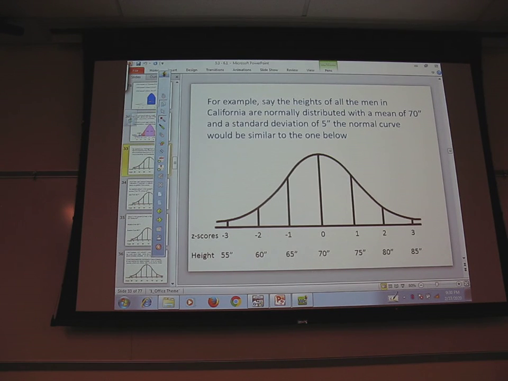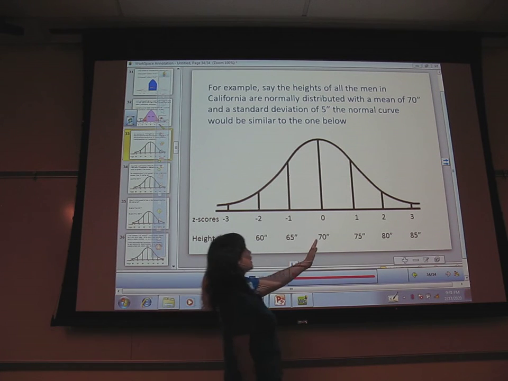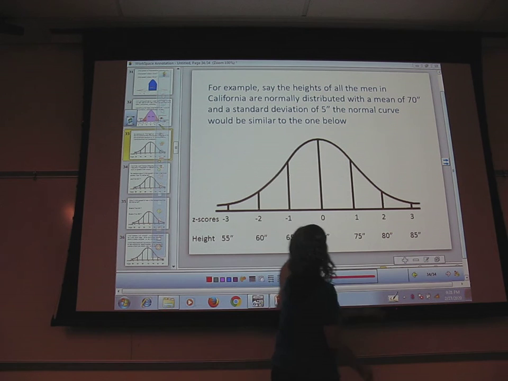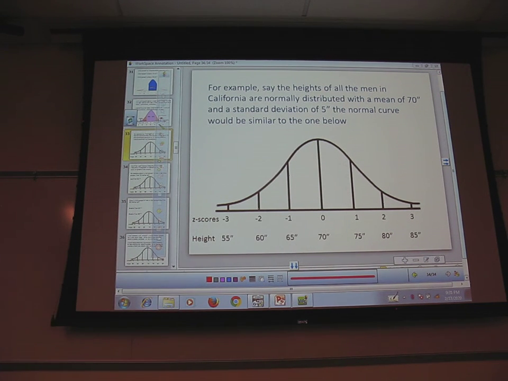All right, so with a little bit of subtraction and everything, I can find all these numbers. Why am I talking? I want someone else to talk. Brendan, go ahead. For example, say the heights of all of the men in California are normally distributed with a mean of 70 inches and a standard deviation of 5 inches. The normal curve would be similar to the one below. Right, so mean at 70, standard deviation of 5, so plus 5, plus 5, plus 5, minus 5, minus 5, minus 5. There's my normal distribution.